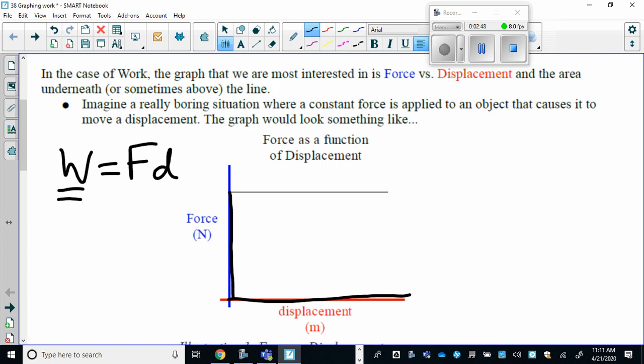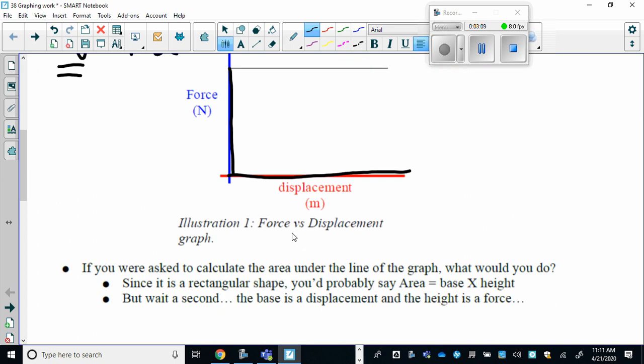So the answer to the question is, does the area under the curve give us anything? Yes, it gives us work. Does the slope of the line give us anything? No, it doesn't give us anything. So the main point of this lesson is that the area under a force displacement curve, line, graph, gives you work.